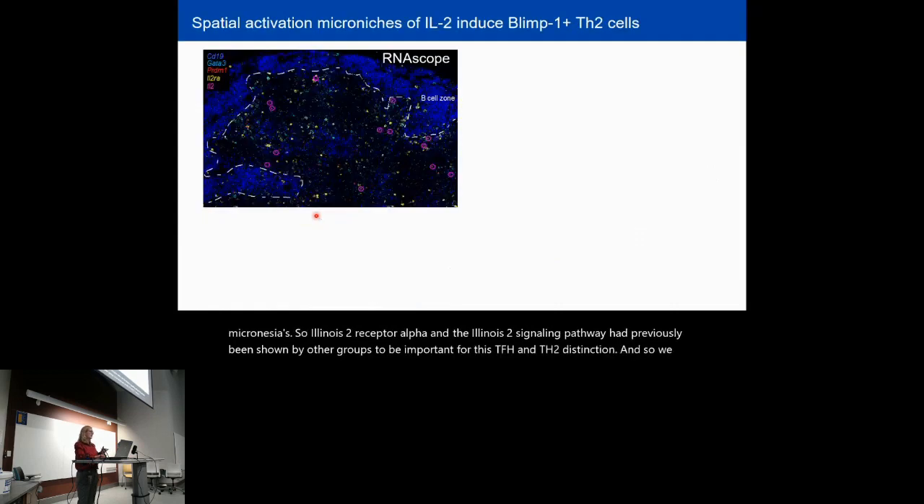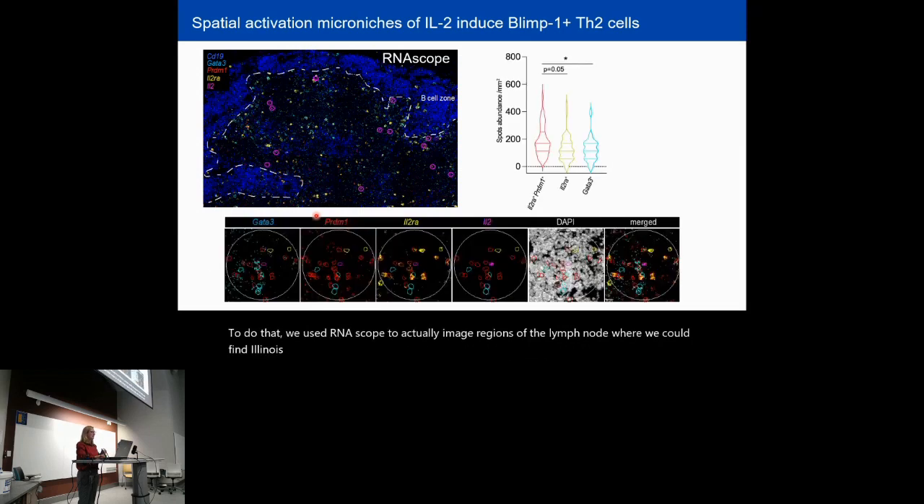And so we asked whether we could actually find IL-2 positive spatial micro niches in the lymph node. To do that, we used RNAscope to actually image regions of the lymph node where we could find IL-2. And then we went into each of those regions where we could see an IL-2 positive spatial microniche and then count the number of cells around it that were also a Th2 cell with this transcription factor that we were interested in, BLIMP1, that was required for the Th2 cells.